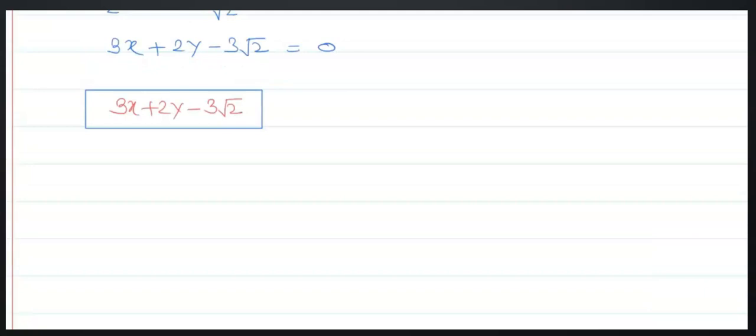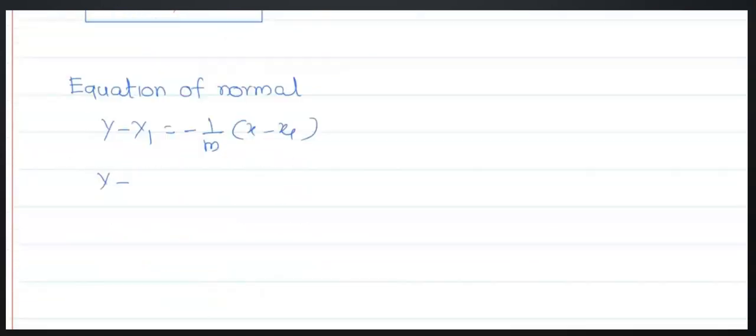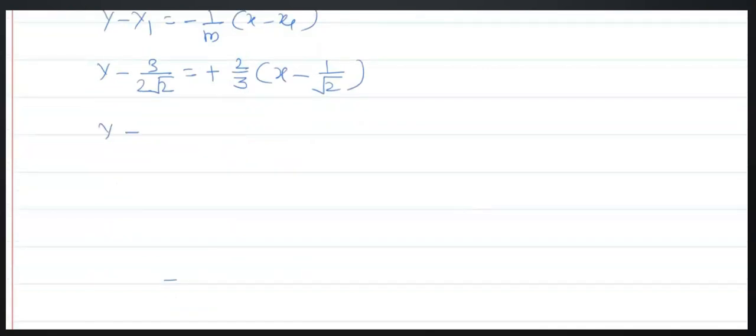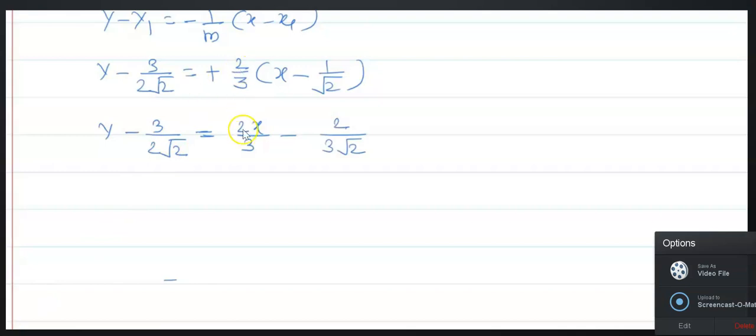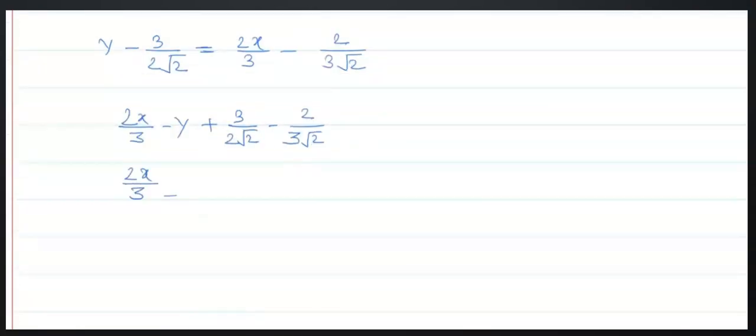Now the next is the equation of the normal. y minus y1 is equal to minus 1 upon m in bracket x minus x1. Substitute the values, then simplify this equation. That is 3 by 2 into x, 3 by 2 into 1 upon root 2, that is minus 2 upon 3 root 2. 2x upon 3 minus y plus 3 upon 2 root 2 minus 2 upon 3 root 2 is equal to 0.